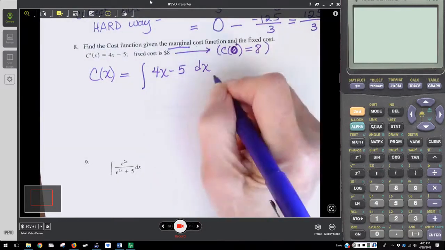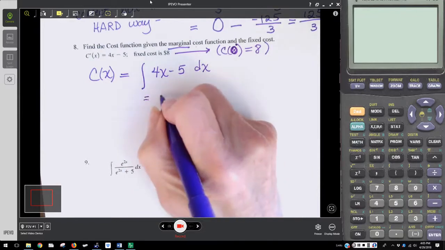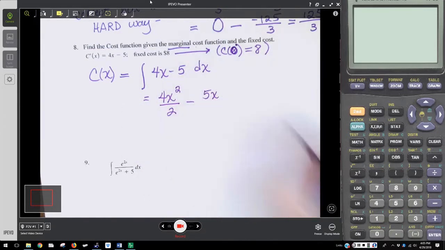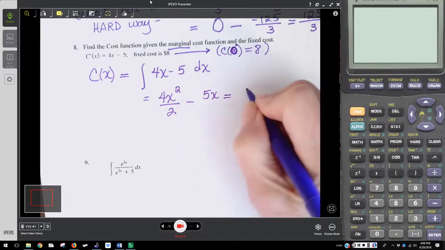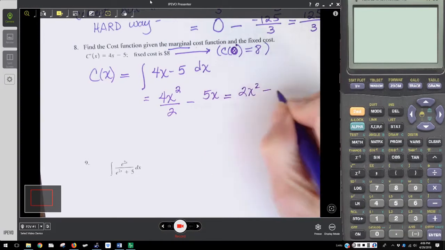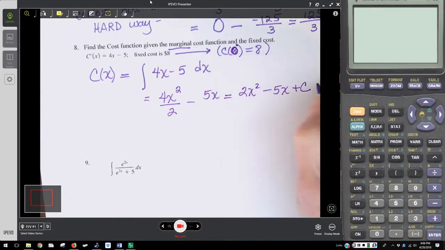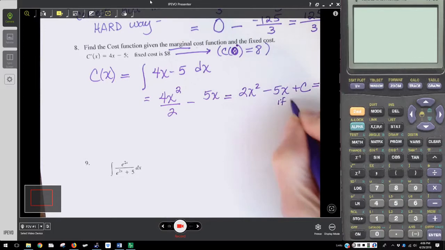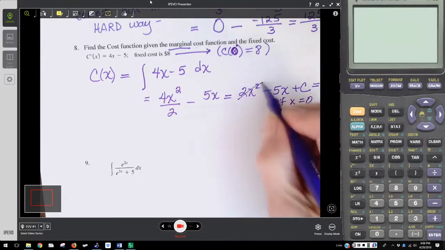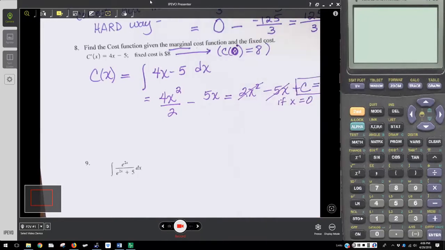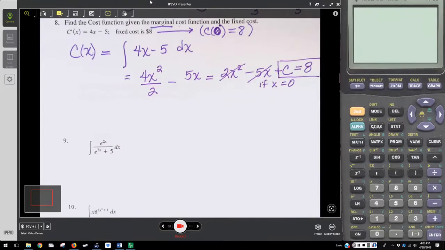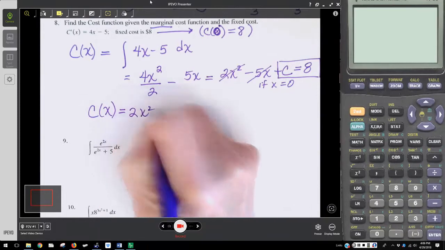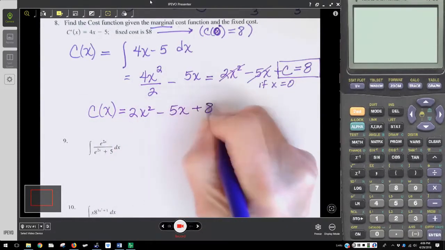So integral of 4x minus 5 dx is the integral of 4x, which is 4x to the 1 plus 1 will be squared over 2, minus 5 times x over 1 is just going to stay 5x. So 4x squared over 2 is 2x squared, minus 5x plus a constant is going to be equal to 8 if x equals 0. And of course, if x equals 0, those two terms disappear, and that tells you that your constant then is 8. So then your cost function, c of x, is equal to 2x squared minus 5x plus 8.